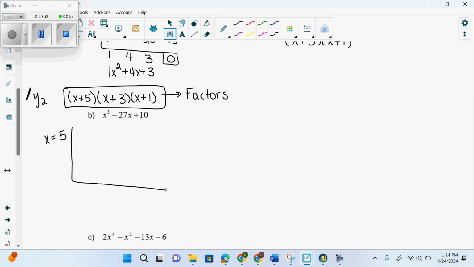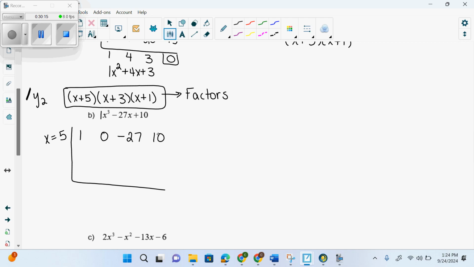And then we go 3, 1, blast off. So we're missing the 2. So we're going to go 1, 0, negative 27, 10. We have to put a 0 as a placeholder if we're missing something. Good job.